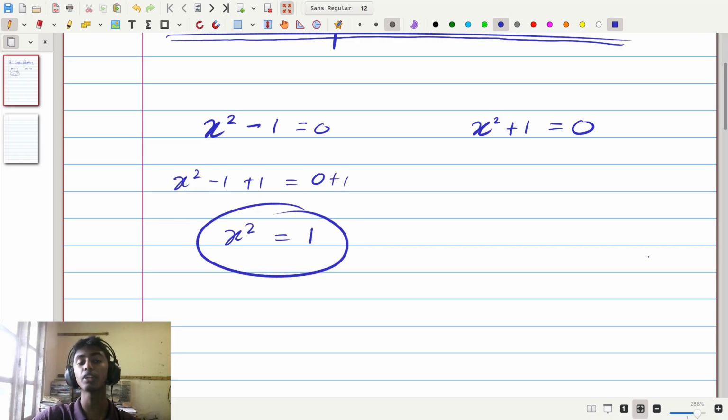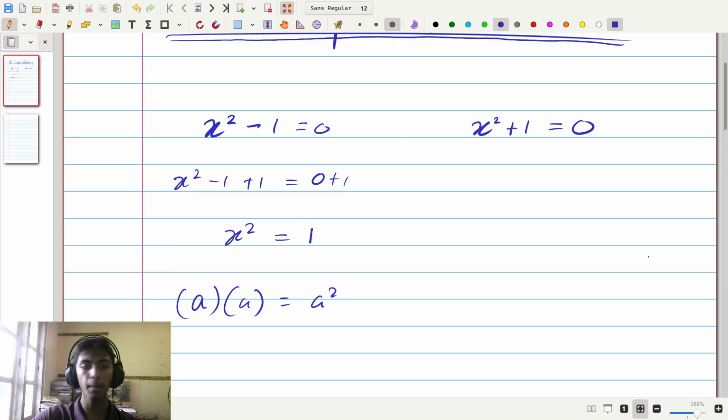Now what we can do is take the square root of both sides, and when doing so we need to remember that a multiplied by a is equal to a squared, but minus a times minus a is also equal to a squared. Due to this, we do not know whether it was the plus a or minus a that was multiplied by itself to get a squared. So since we have x squared equals 1, we do not know if x is equal to 1 or negative 1, since both of those values, when multiplied by themselves, could give you 1 as the square. Therefore, when we write down the solution, we need to say that x is equal to the plus or minus square root of 1.